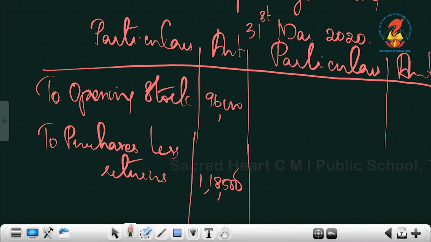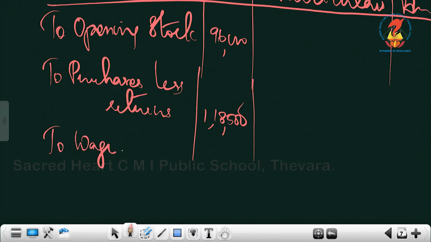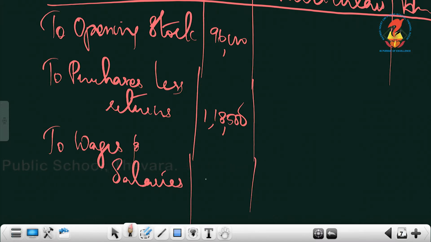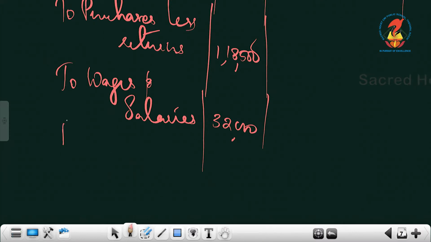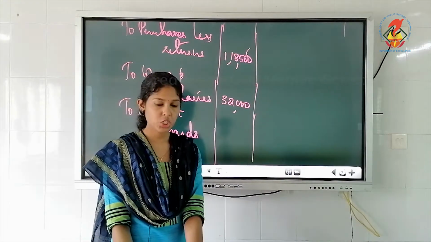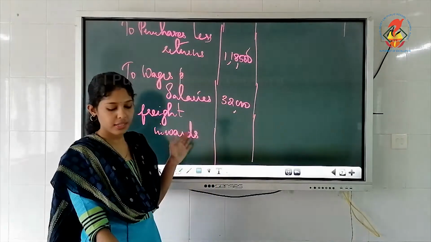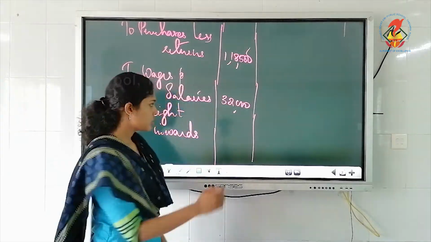The first one given there is wages and salary. Did you see the first direct expense? Wages and salary both are direct expenses that we discussed in the first video. So wages and salaries amount is 32,000. Then we have freight inwards. Did you see that freight inwards amount is rupees 3,000. Even if the word inwards is not mentioned, if they simply give freight, that is also inwards. Take it as direct. This is 3,000.